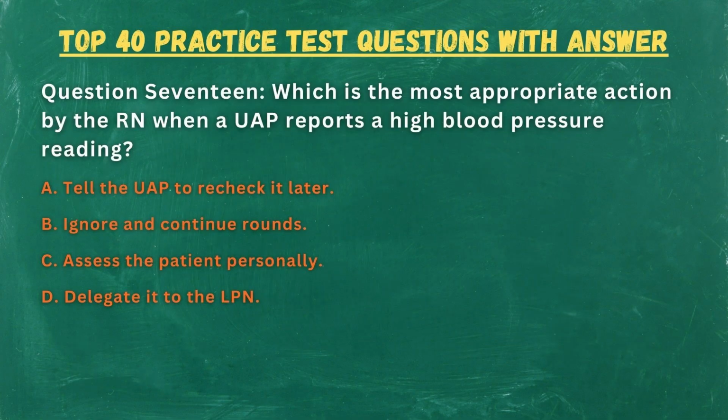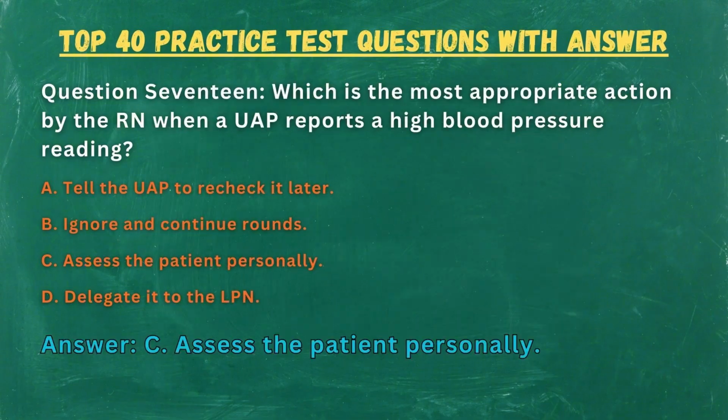Question 17. Which is the most appropriate action by the RN when a UAP reports a high blood pressure reading? A. Tell the UAP to recheck it later. B. Ignore and continue rounds. C. Assess the patient personally. D. Delegate it to the LPN. Answer: C. Assess the patient personally.